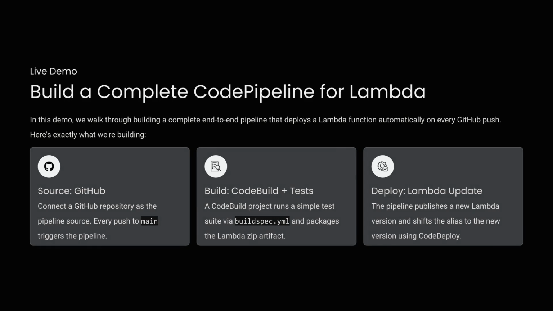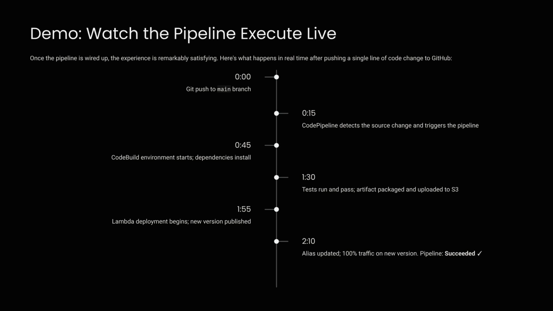In this demo, we will build a complete end-to-end pipeline that automatically deploys a Lambda function on every GitHub push. We will connect GitHub as the source, use CodeBuild to run tests and package the artifact, and use CodeDeploy to publish a new Lambda version and shift the alias. Watching the pipeline execute is satisfying.